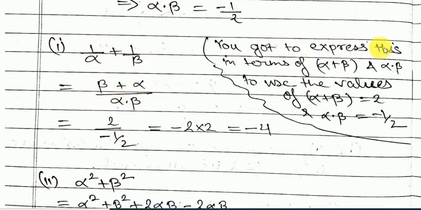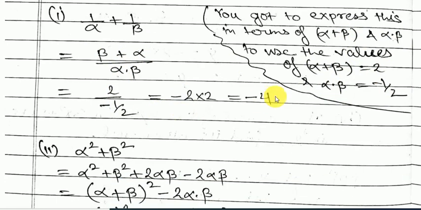You have to express this in terms of alpha plus beta and alpha into beta, to use the values of alpha plus beta equal to 2 and alpha into beta equal to minus half. So I have expressed it. Now simply substitute the values and you get the answer. So 1 upon alpha plus 1 upon beta is nothing but minus 4.